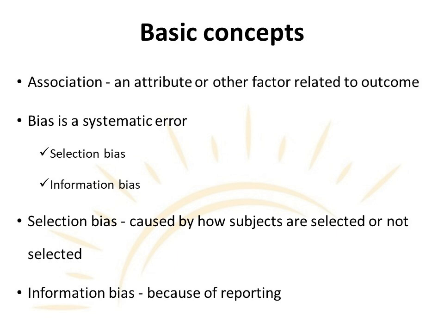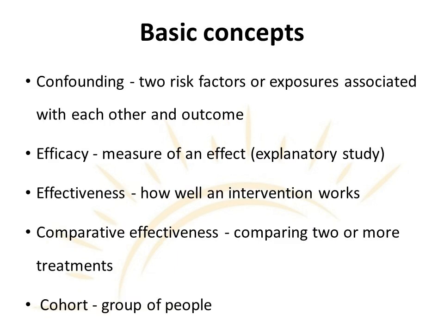Bias is a systematic error that causes the results of a study to deviate from the truth, which includes selection bias and information bias. Selection bias is a systematic error in a study caused by how subjects are selected or not selected for a study. Information bias is bias that occurs because of reporting. Confounding occurs when two risk factors or exposures are associated with each other and the outcome of interest.